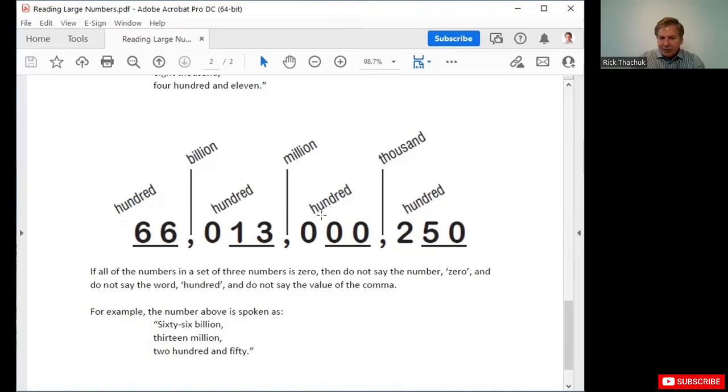In this case now, we have 3 zeros together. And when this happens, we will not say 0, we will not say 100, and we will not say the value of the comma either. So we're going to skip over this and skip over this. So this number would be spoken as 66 billion, 13 million, 250. Can you repeat that, please?